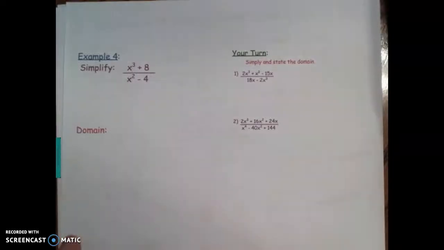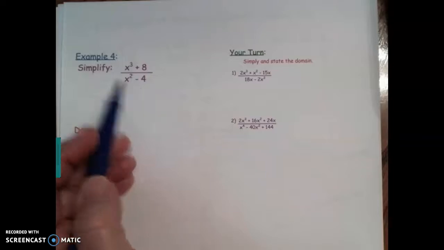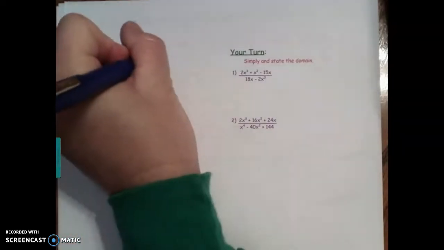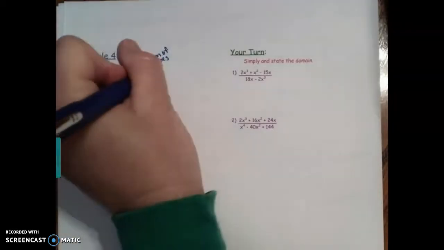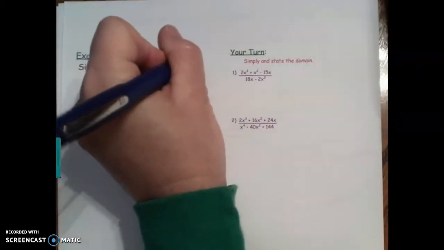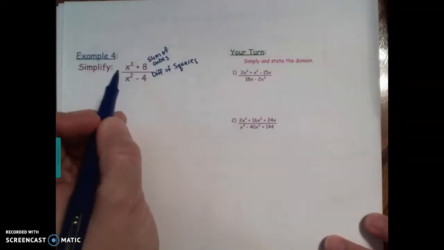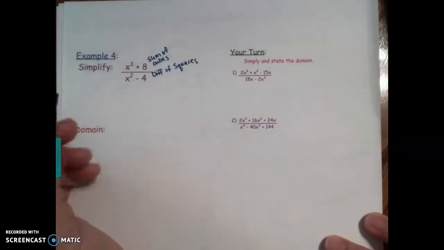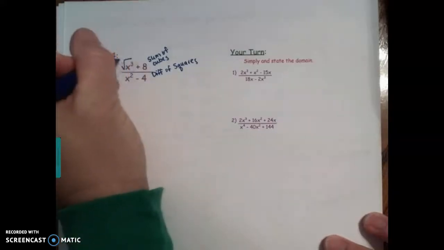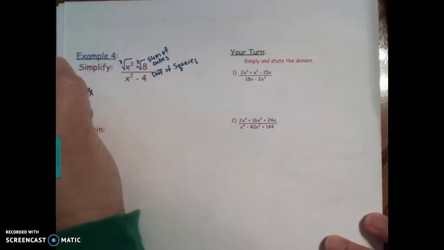Okay, so with example 4, we have x to the third plus 8 over x squared minus 4. So this is a sum of cubes, and this is a difference of squares. So we want to use our sum of cubes rule when we factor out the numerator. So remember, we're going to take the cube root of both pieces. So that's going to give us x plus 2.